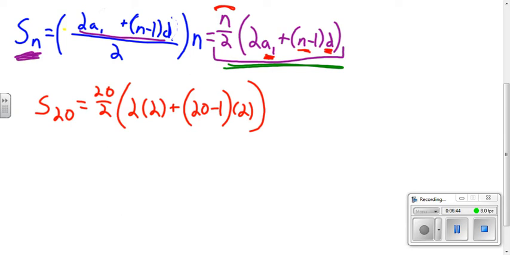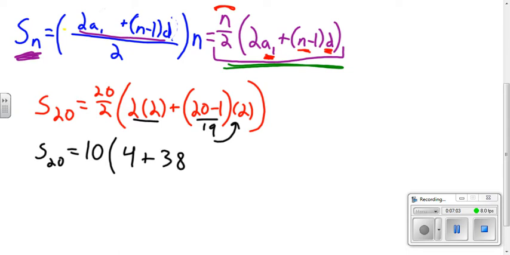Now we just need to start simplifying things. We would say s sub 20 equals 20 over 2 is 10 times the amount. 2 times 2 is 4. 20 minus 1 is 19. 19 times 2 is 38. Okay, things are starting to look a little bit better here. 4 plus 38 is going to be 42. So we would say s sub 20 equals 10 times 42 is 420.